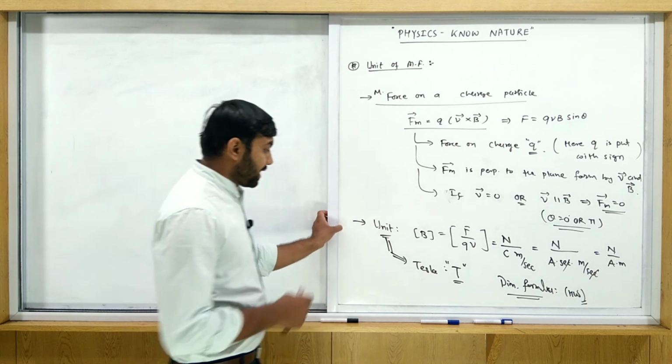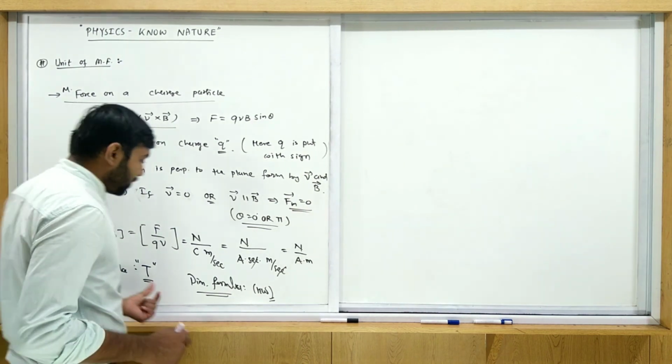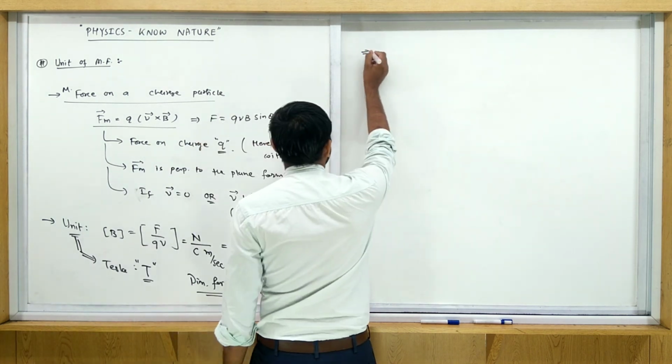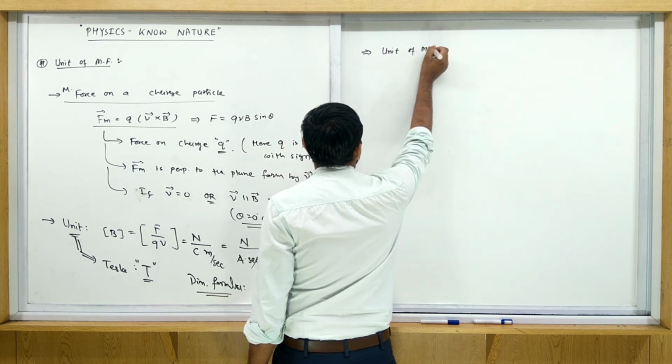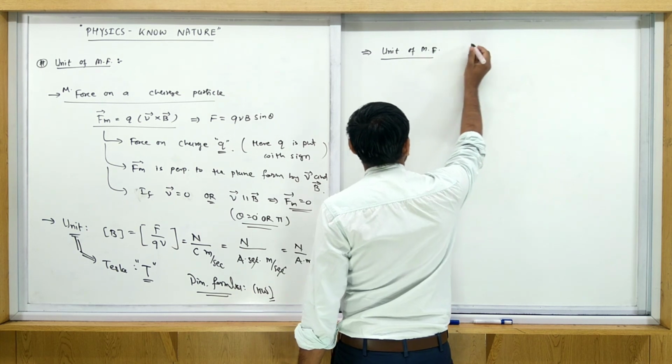Okay, so Tesla is a larger unit, so a smaller unit is also used. So Gauss is another unit of magnetic field. So another unit of magnetic field, okay, and that is Gauss.